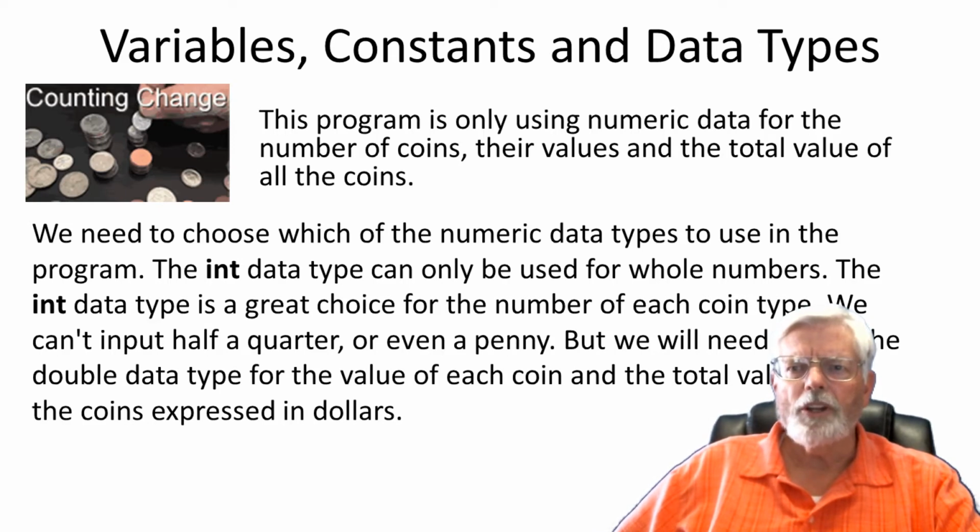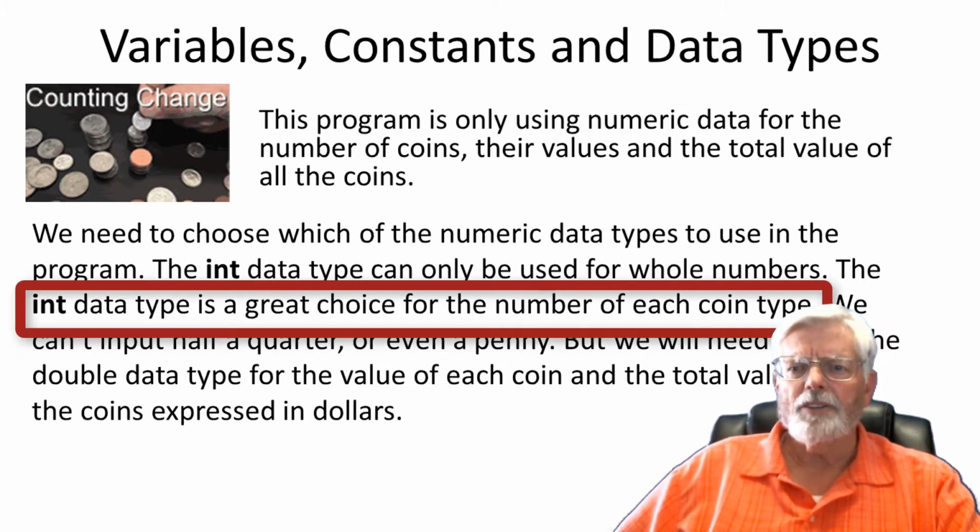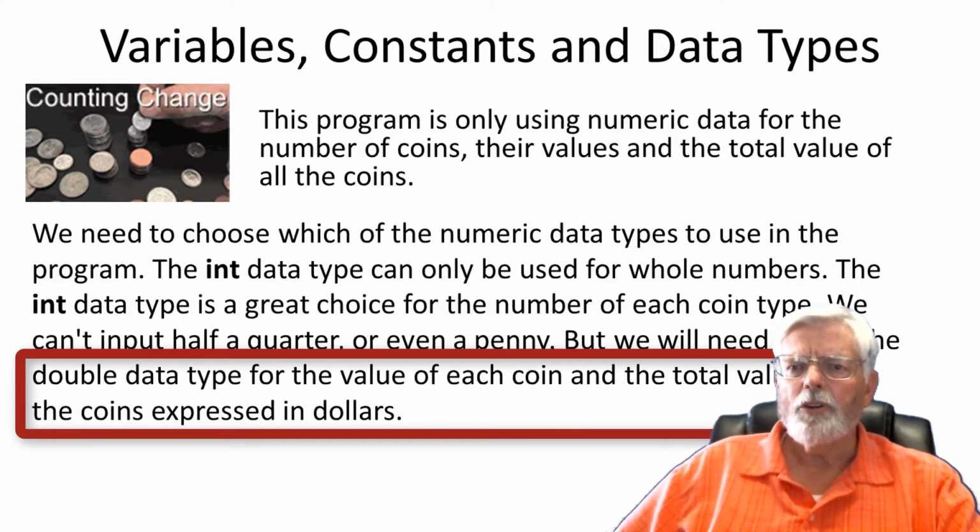This program is only using numeric data for the number of coins, their values, and total value of all the coins. We need to choose which of the numeric data types to use in the program. The int data type can only be used for whole numbers. The int data type is a great choice for the number of each coin type. We can't input half of a quarter or even a penny, but we will need to use the double type later for the value of each coin and the total value of all the coins expressed in dollars.